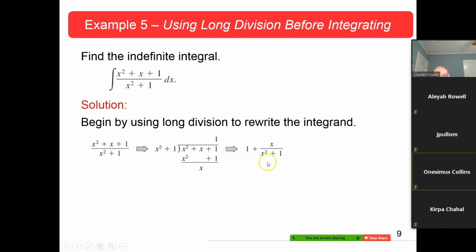They just did x squared into x squared was 1. I told you he always puts this over here. Then you multiply 1 times x squared is x squared, and 1 times 1 is 1. Line those up too. Then subtract, these two go out, those two go out, but this will be an x. So your integrand here becomes 1 plus x over x squared plus 1.